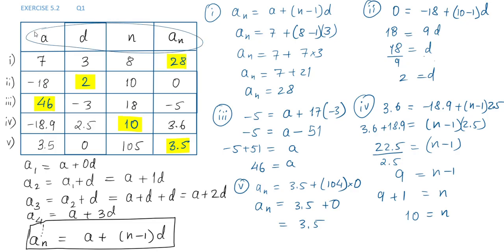This is how we use the formula for the nth term to find any one of these out of the 4. If one is missing, the rest 3 should be there to find the missing one. That's the very basics of algebra, solving algebraic equations.